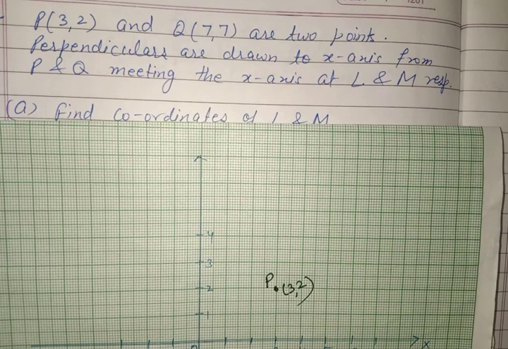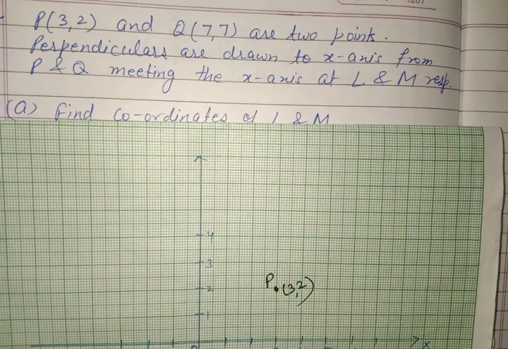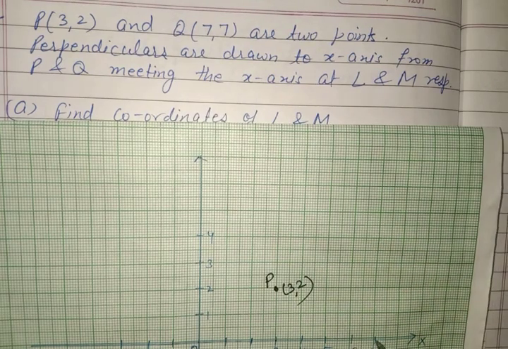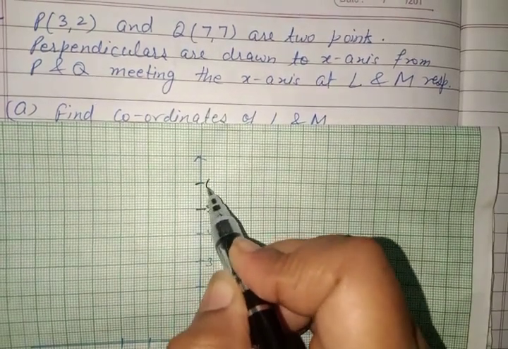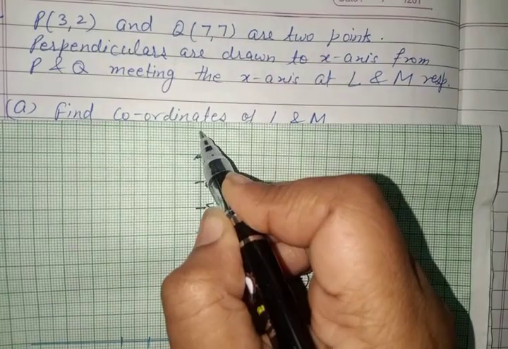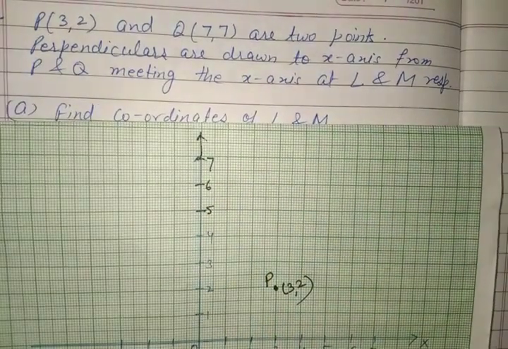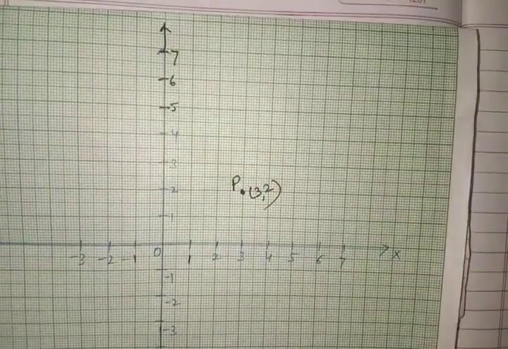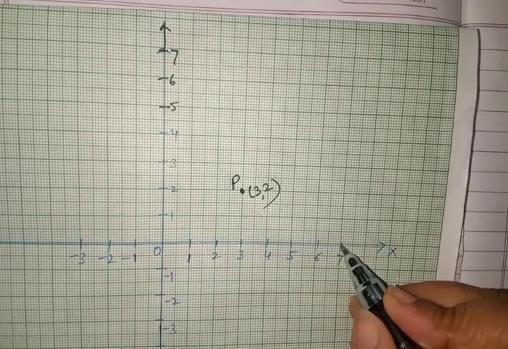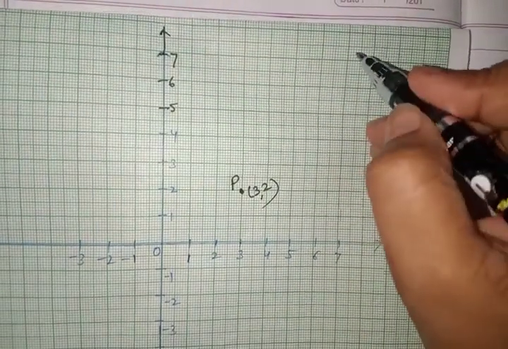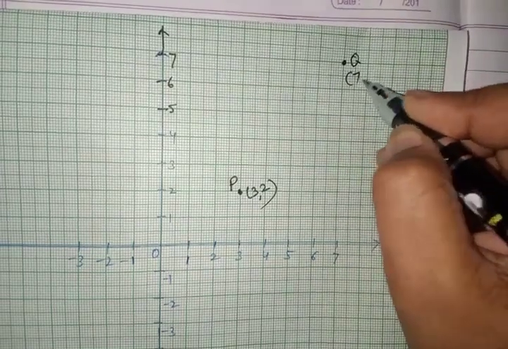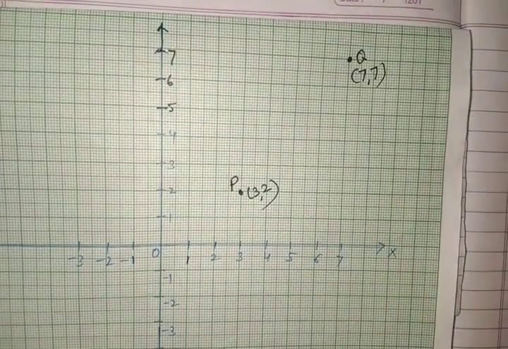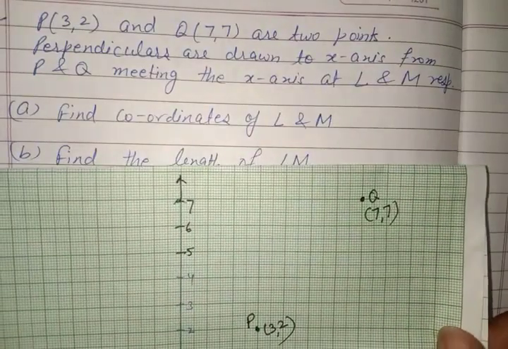Next point is Q 7,7. So this point is 7. We need to write here more points. It's 5, 6 and 7. 7,7 means the value of x is 7 and the value of y is also 7. So this is the point Q, 7,7.